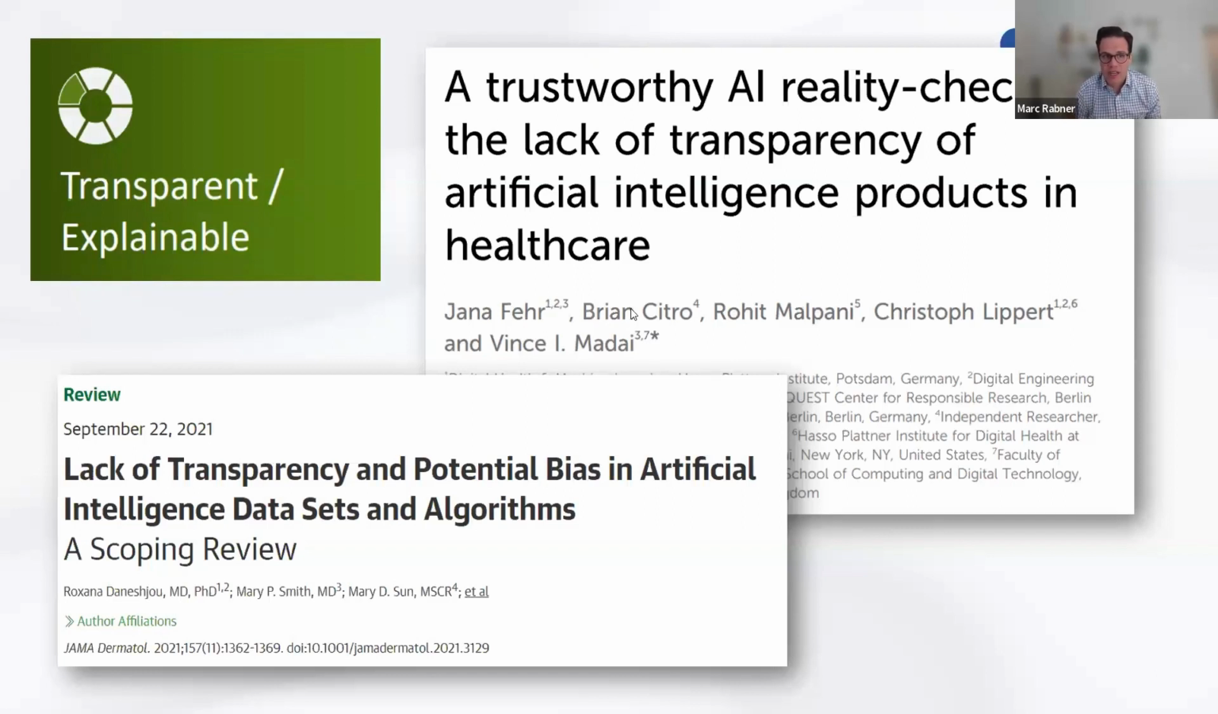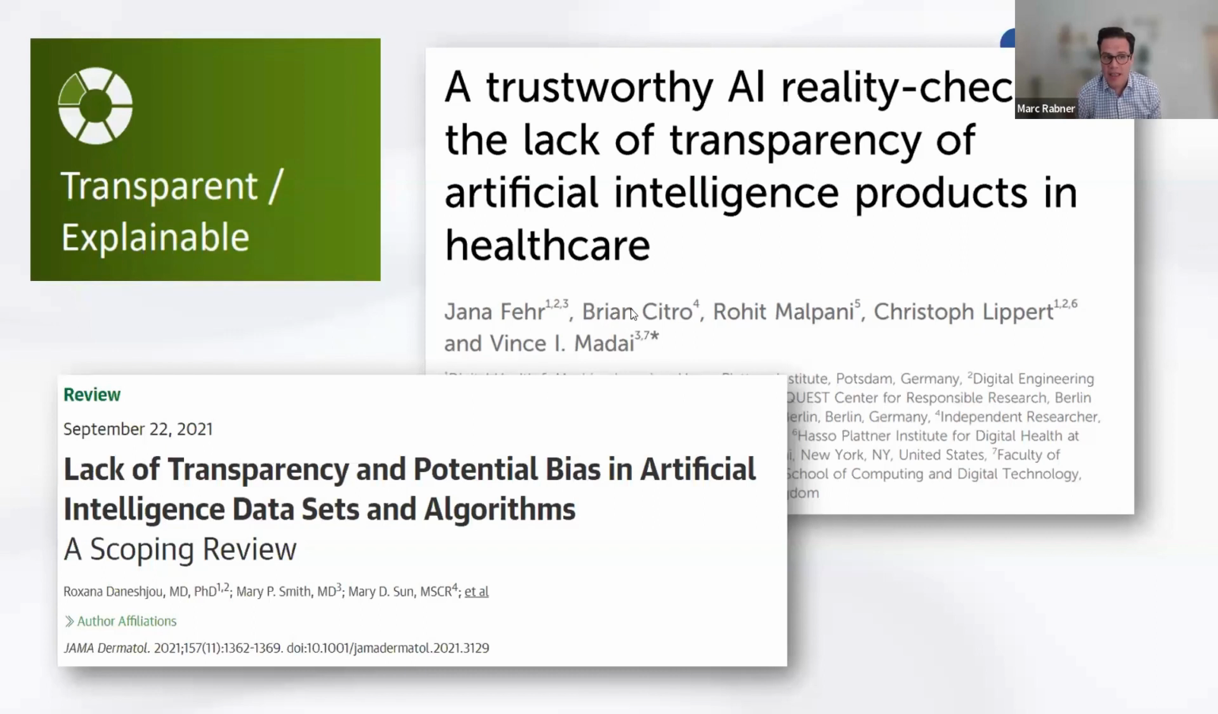On the upper right, there's a study in Europe that looked at already approved AI products in the marketplace, and they evaluated them on a scale of 0 to 100 for transparency, 0 being not transparent at all, 100 being completely transparent. The median score was 29%. So really, most of these technologies are not fully transparent.